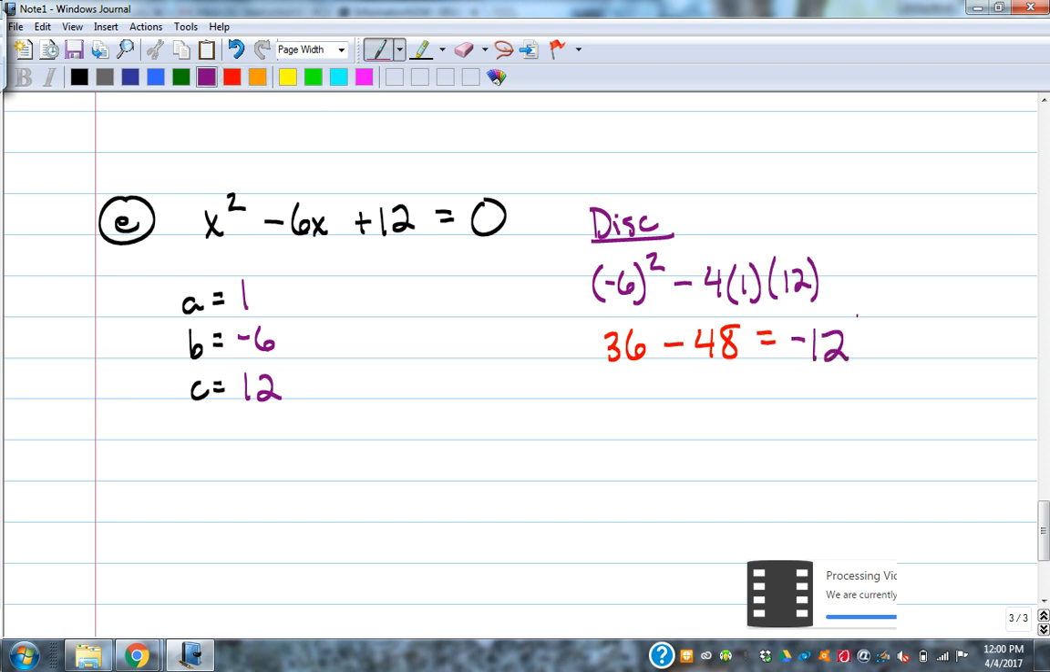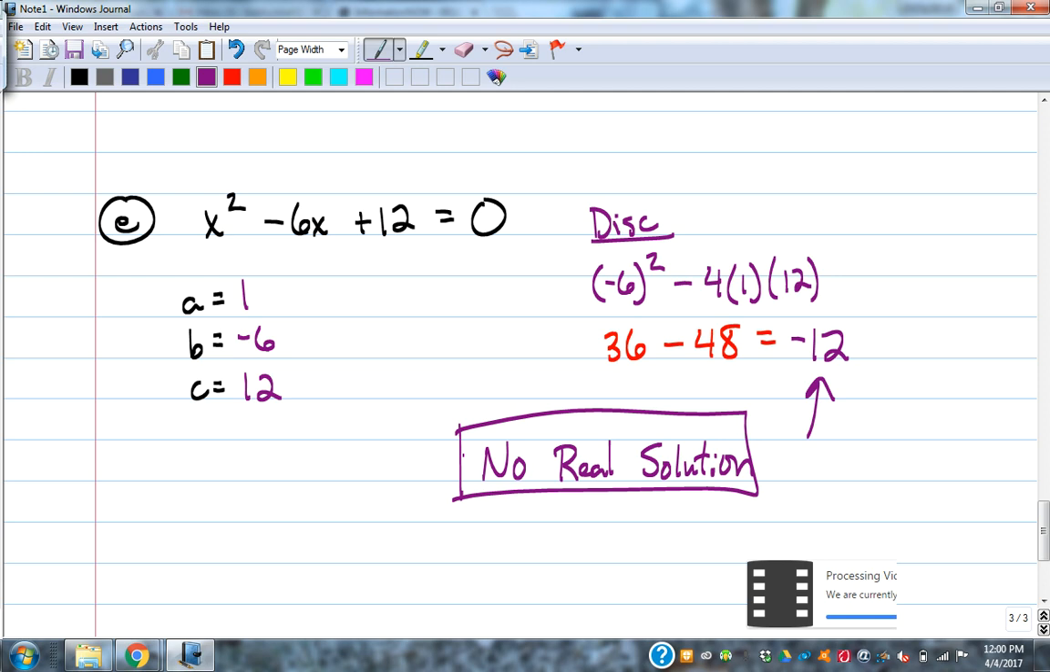Negative 12. What do we know about a negative discriminant? It's no real solution. We don't even have to do anything else. We're just going to say no. That right there tells us that it's no real solution. That's it. So if we get a negative discriminant, we stop there. We say it's no real solution. In Algebra 2, you're going to go further with that. But in Algebra 1, we're going to stop right there.